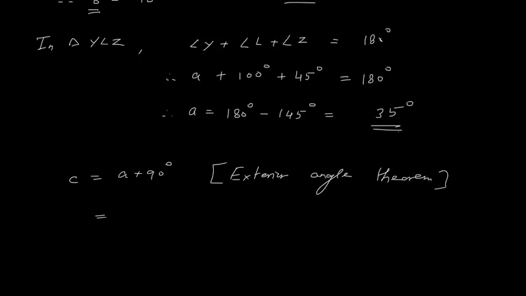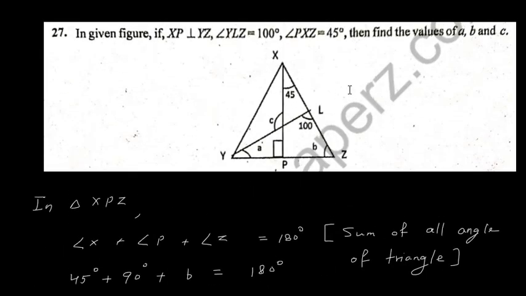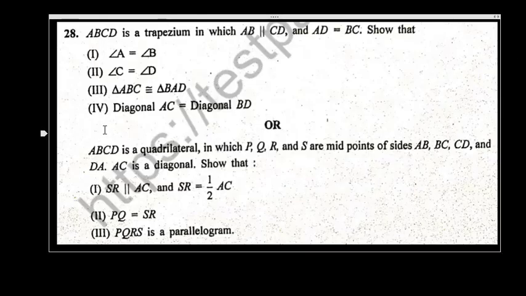So angle A is 35 plus 90, which is equal to 125 degrees. Okay, so angle BAC we have found out. Now see, for triangle YPQ, we name this point Q. So in triangle YPQ, this angle C is an exterior angle, so it will be equal to angle A plus this angle P, which is 90 degrees. Simple question. Next question.